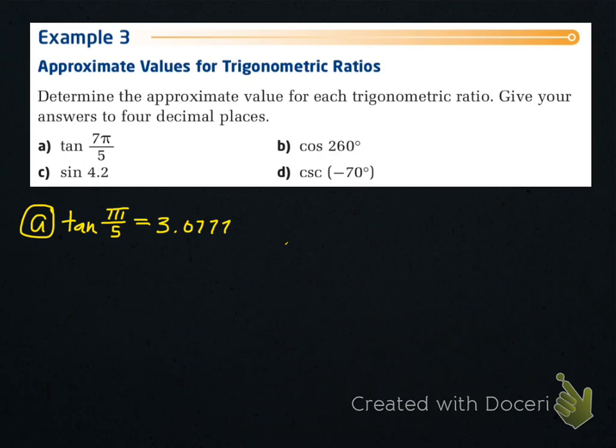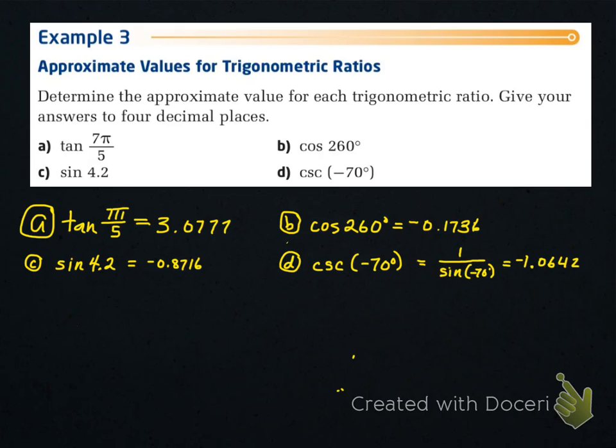Use your calculator in radian mode and you're going to get 3.0777. For B, the cosine of 260 degrees in degree mode is -0.1736. For C, the sine of 4.2 in radian mode again is -0.8716. The cosecant of -70 degrees can be found by going 1 over the sine of -70 degrees. In degree mode will be -1.0642.